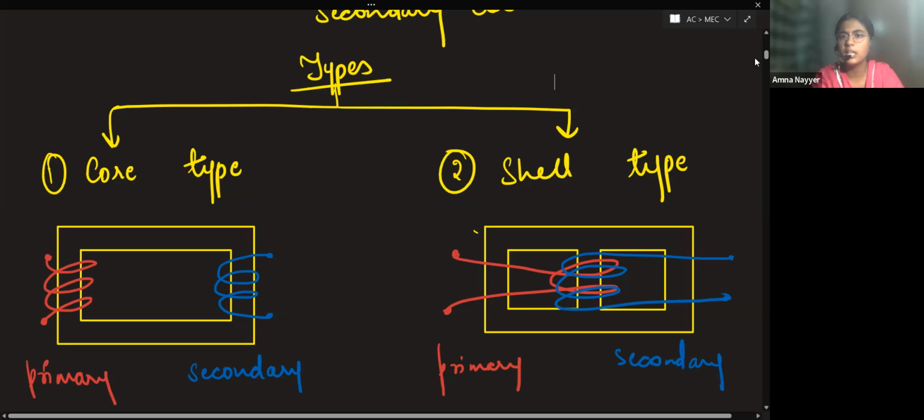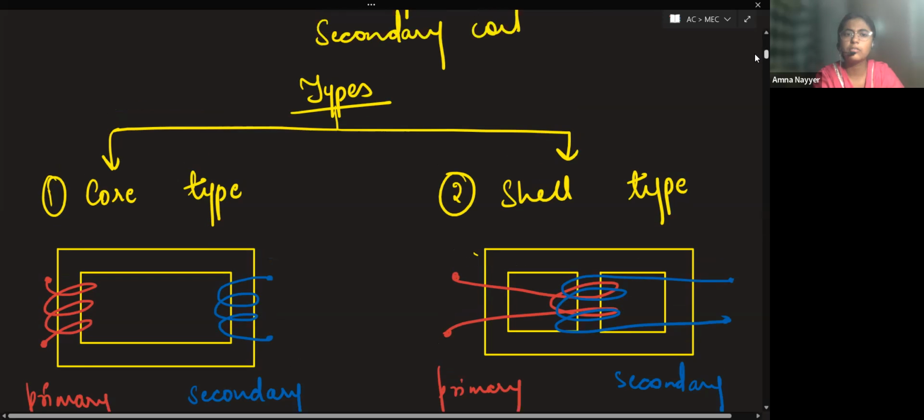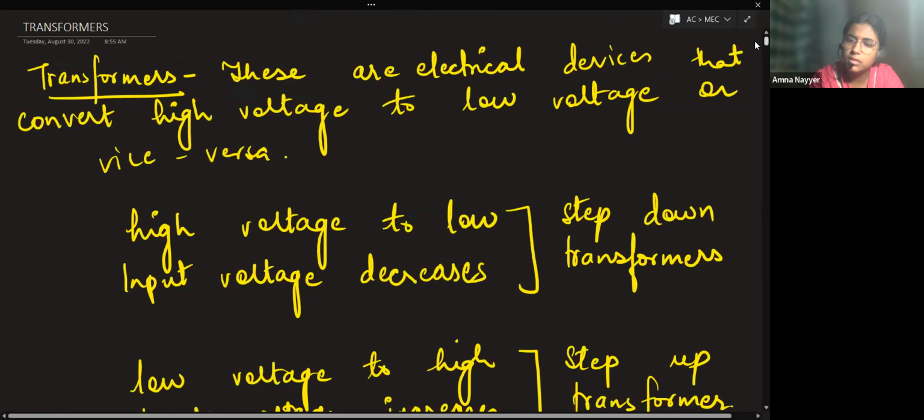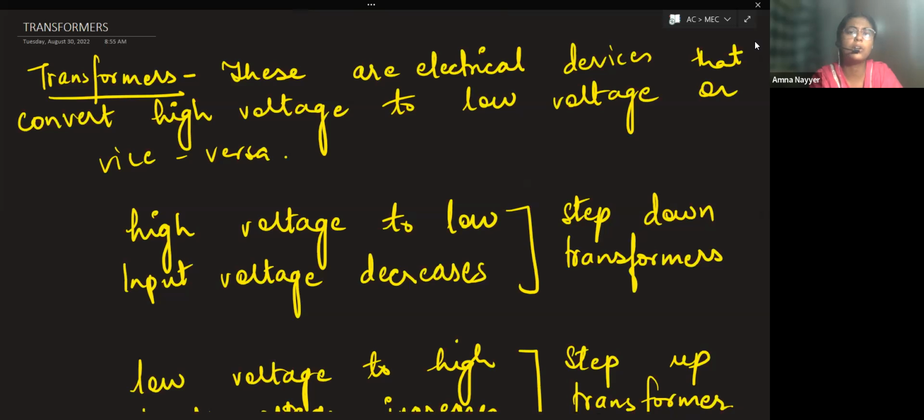Fine, so note it till here, then I'll explain to you the working of it. Working is very easy. Formulas are also easy. I think you'll be able to remember this within the class itself. Fine, so note it down.